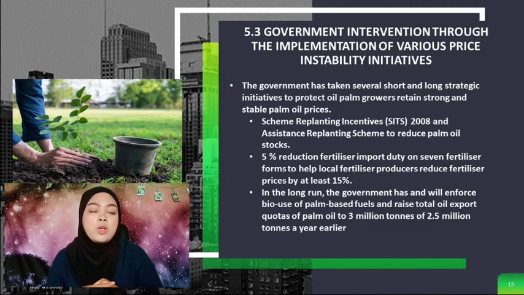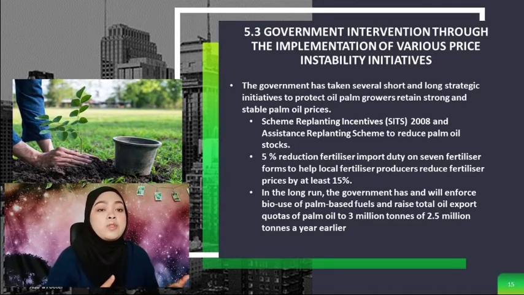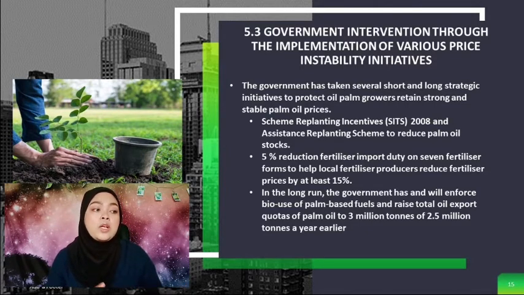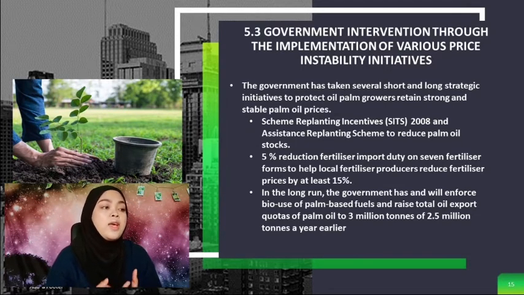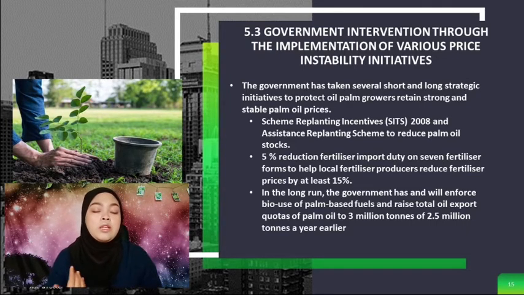At the same time, the government also introduced a 5% reduction in fertilizer import duty on fertilizer, to help lower local fertilizer producer prices by at least 5%. In the long run, the government has and will enforce the biofuel use of palm-based fuels and raise the total oil export quota of palm oil to 3 million tons from 2.5 million tons a year earlier. This is an initiative provided by the government to promote increased export of downstream palm oil products through more vigorous promotions.